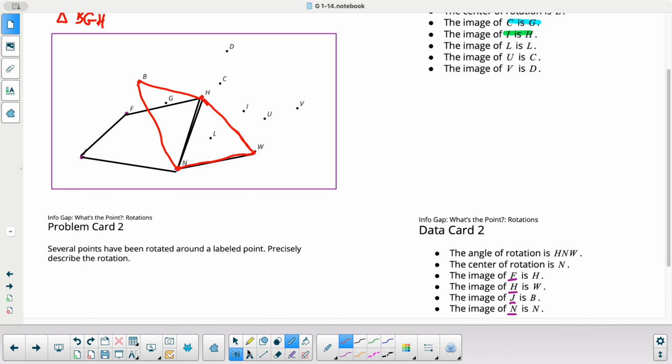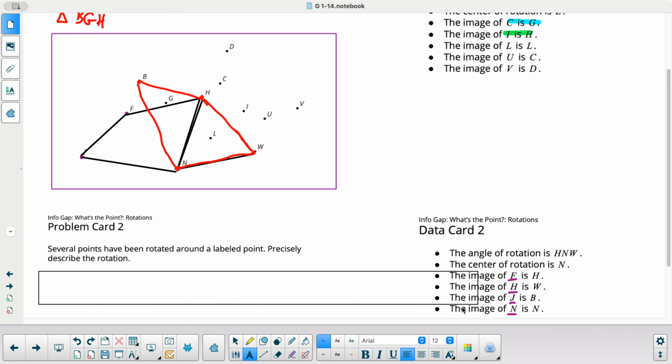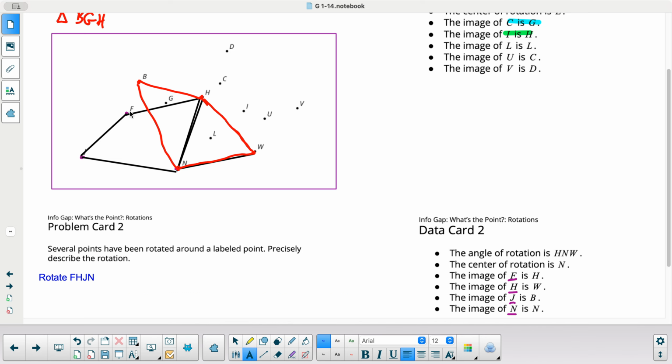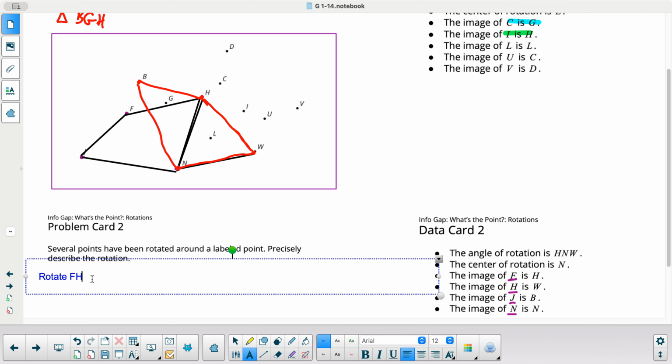So I have to describe it. So rotate F H J N. Now I labeled that wrong because here's J, you can't see it, but F H J N. I have to go in order, so it's going to be F H N J. I can't zig and zag. I have to name them all the way around it. So F H N J.